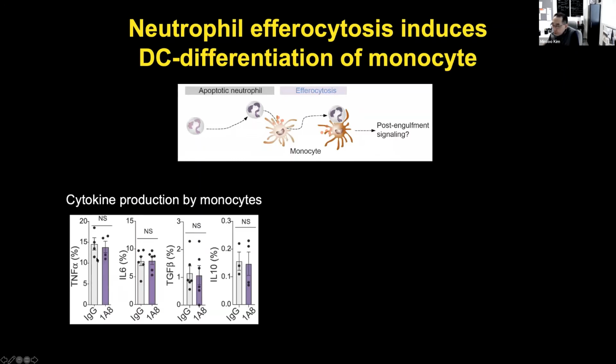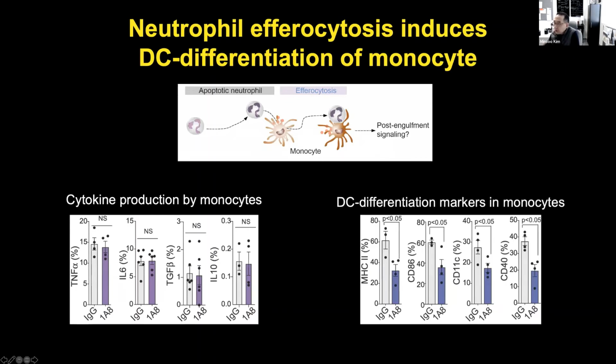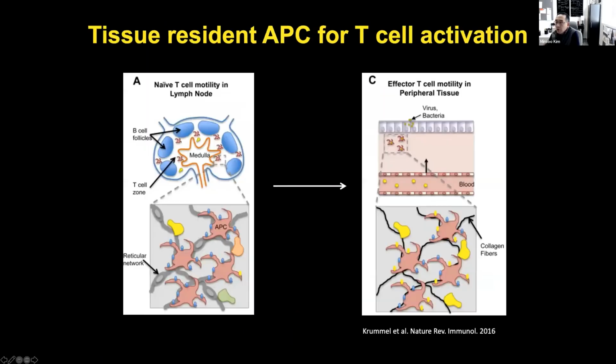But none of those pro-inflammatory or anti-inflammatory cytokines change in the absence of neutrophils. So maybe it's not the main pathway. The only marker that changes on this inflammatory monocyte if there's no neutrophils around is the DC differentiation marker. So if there's no neutrophil in the tissue, the inflammatory monocyte cannot express DC differentiation marker. Why is this important?